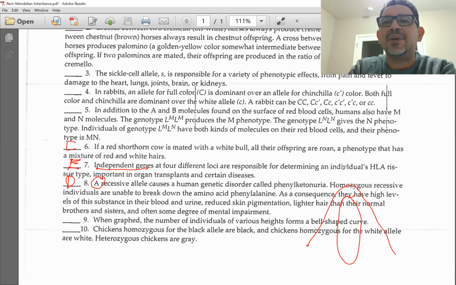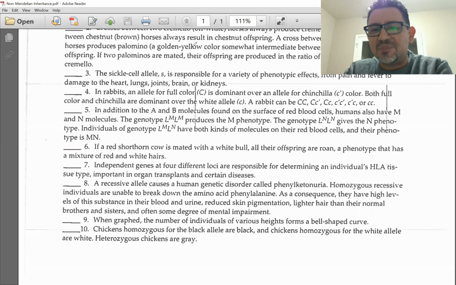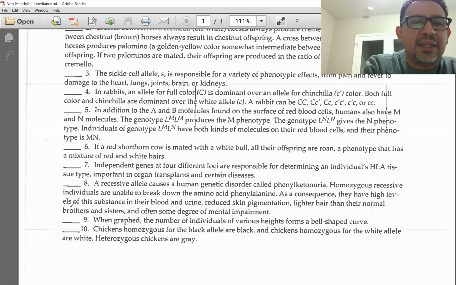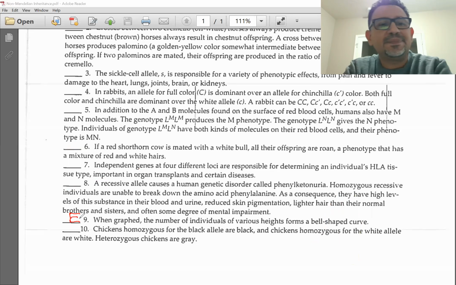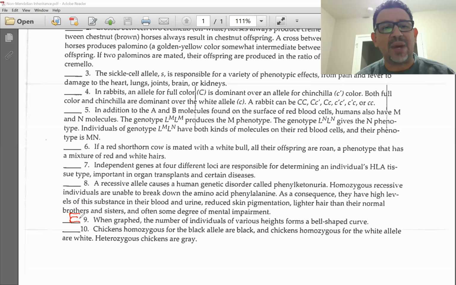Now I need to clear my scribbles. So let's go once again to marking. When you see this bell-shaped curve as a frequency distribution for the phenotypes of a population, that is going to be, again, polygenic inheritance. And for the last example, chickens homozygous for the black allele are black, and those homozygous for the white allele are white. So what does it say here?